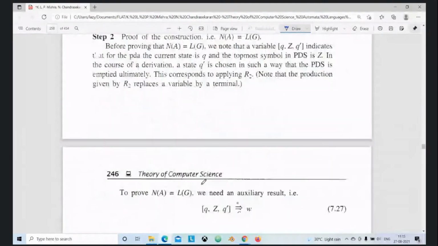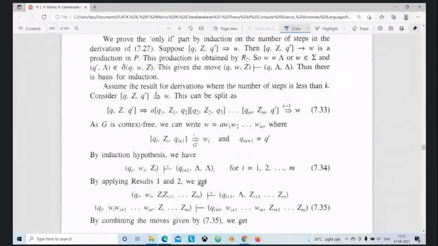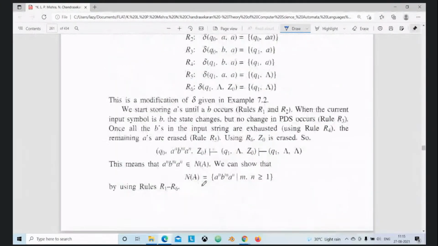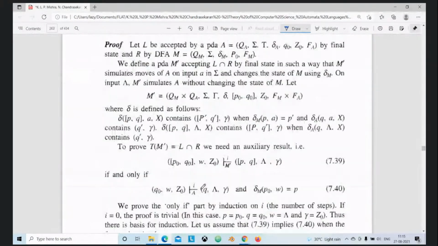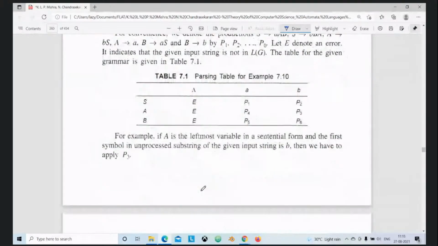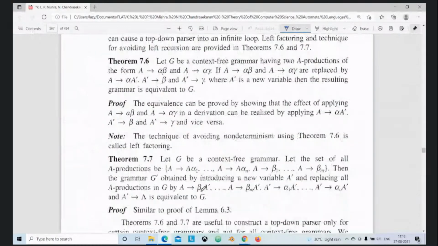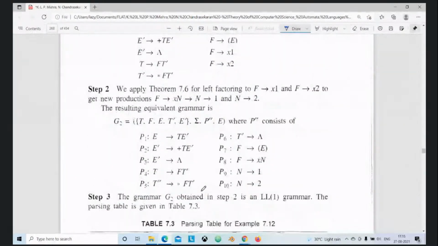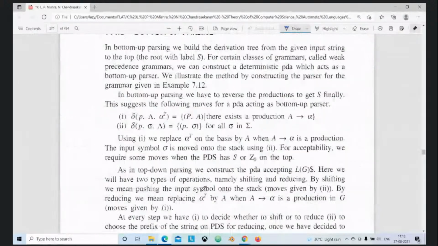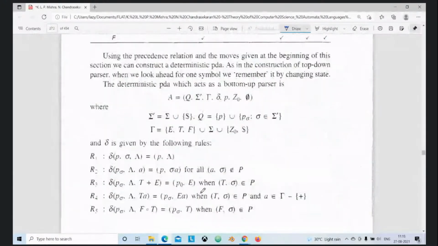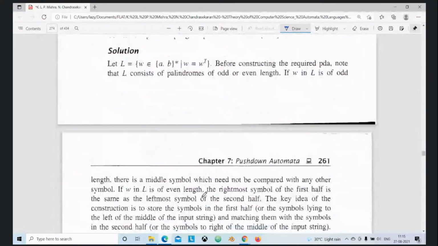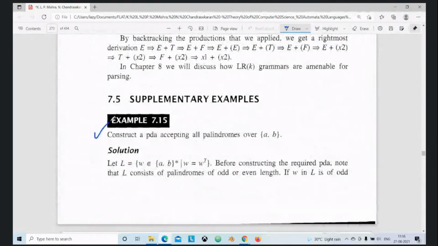This is Rust. So I want to give you a concrete example so that you can follow that particular example. It is in the supplementary example. Yeah, so this one, this example, this question.